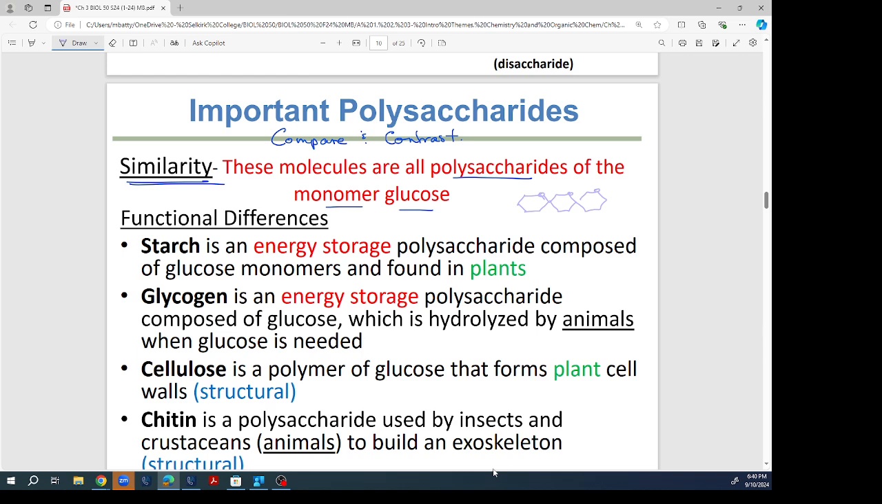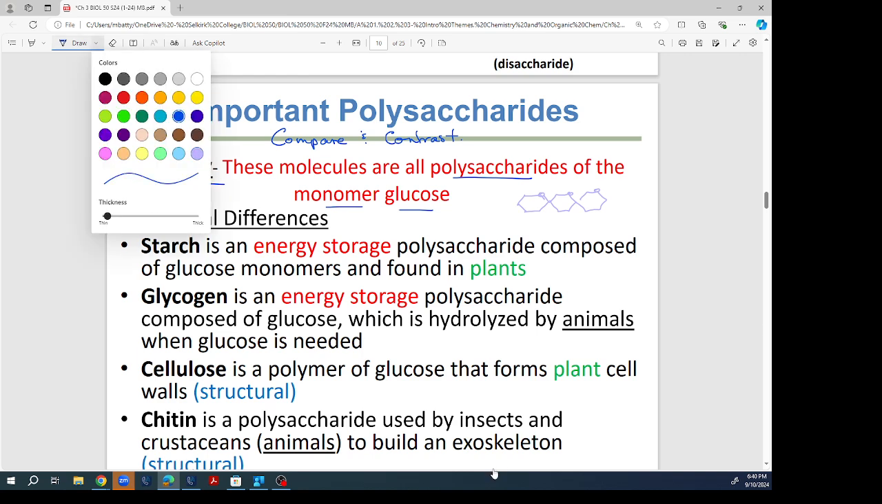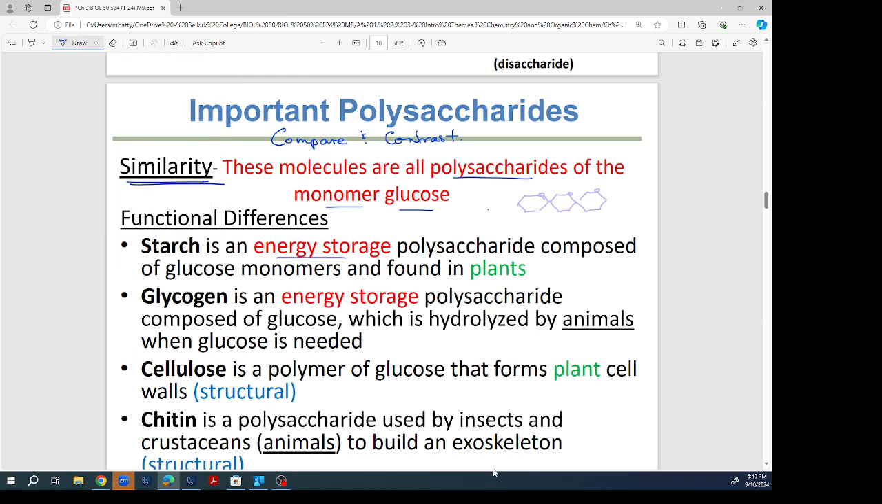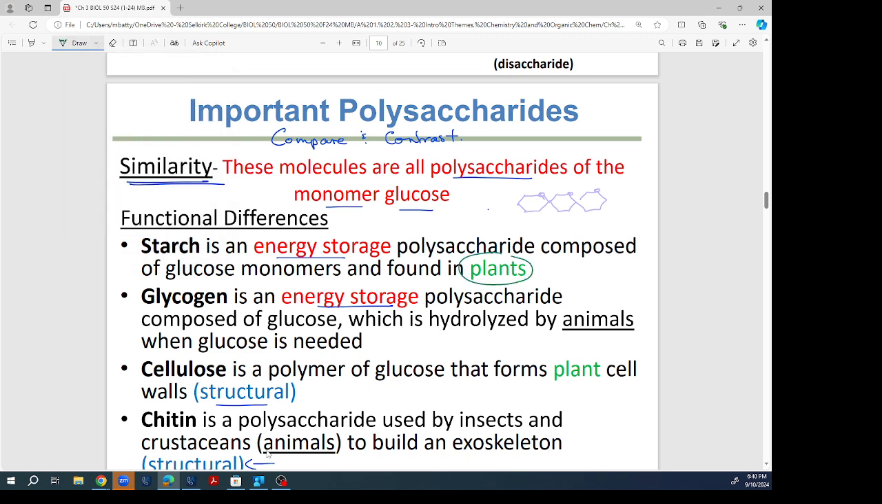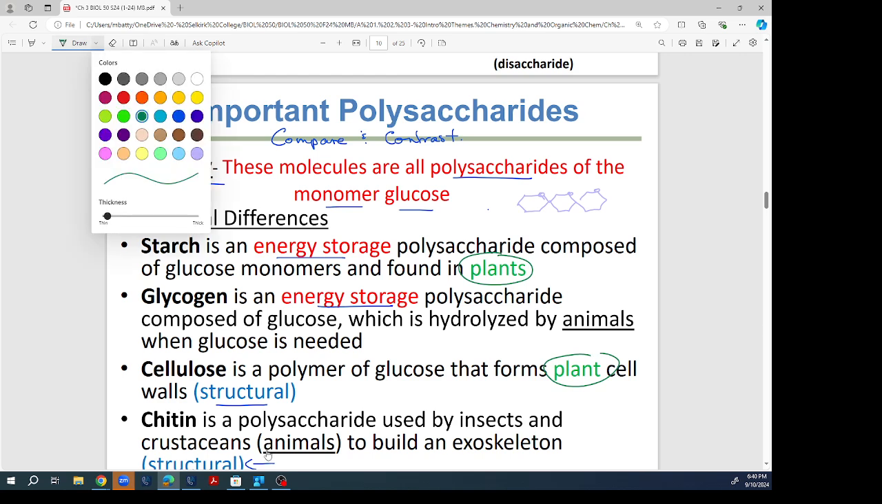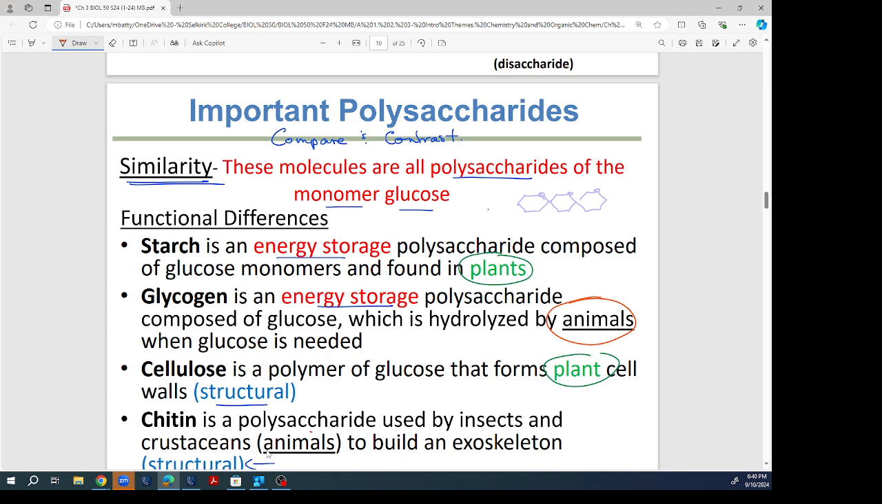Taking a look at how they're different, we could talk about those 2 key jobs, energy storage and structure. As we go down the list here, they're grouped into energy storage for plants and structure for plants, and then energy storage for animals and structure for animals. Noticing that pattern can help when you're trying to get your head around all of these.